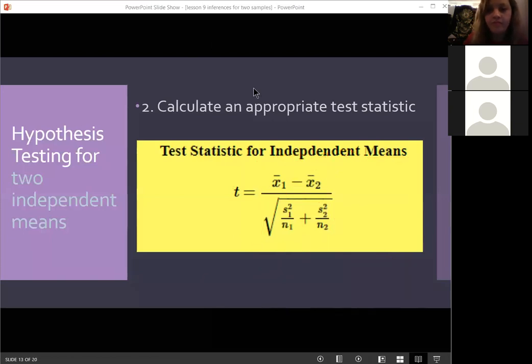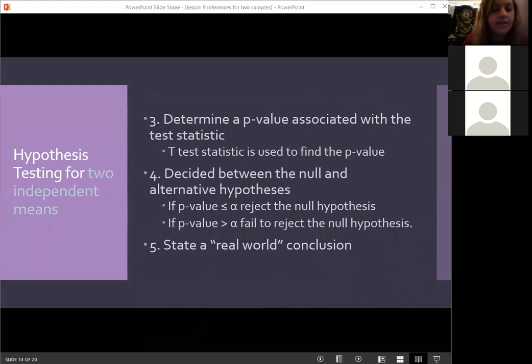Okay, and then lastly, remember these three steps are always very similar. To determine that p-value, the main difference here is that we have our p-value associated with our test statistic, which is going to be t for means. Then our last two steps are always the same. You're going to determine what you're going to say about the null and alternative hypotheses, depending on the p-value you found in step 3 with your test statistic. And lastly, state a real-world conclusion based upon what you found between the null and alternative hypotheses.